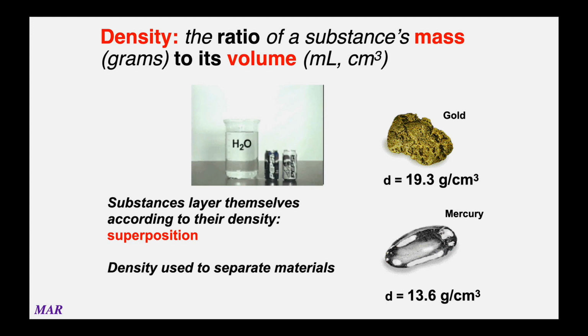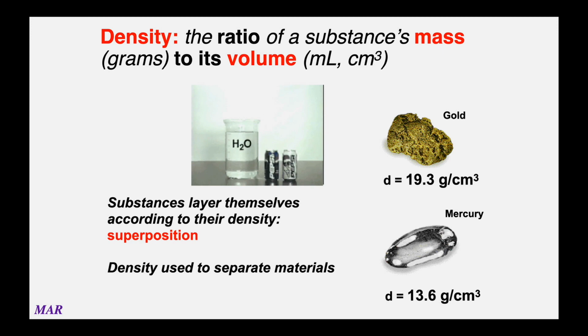And substances will layer themselves according to their density. So for example, if you throw a rock in the water, the rock will almost always sink to the bottom. That's because most rocks are more dense than water. The more dense thing goes to the bottom. On the other hand, if you spill some oil in water, and please don't do that, it's an environmental mess, the oil will float. Oil is less dense than the water, so it's on top.